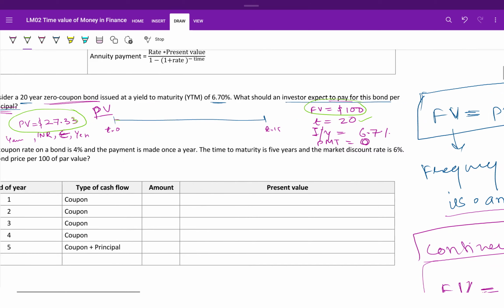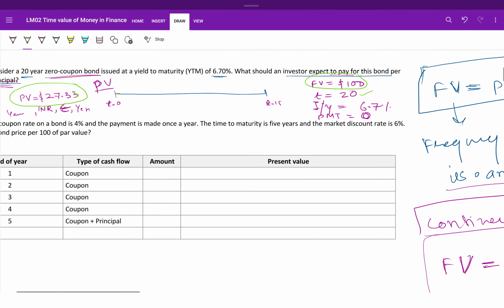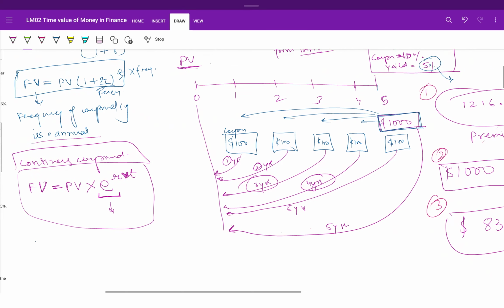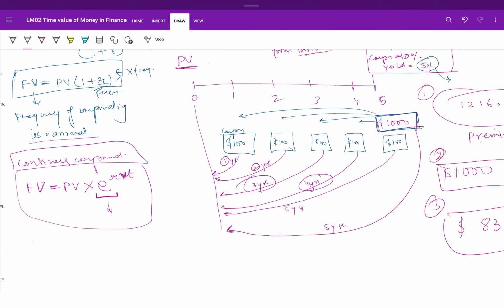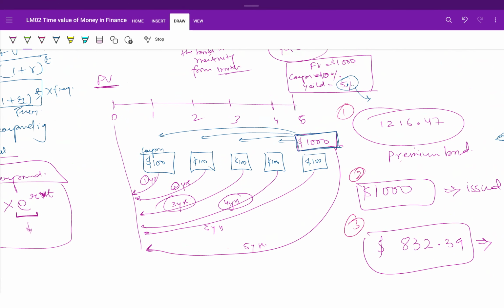The calculator computed all this. We can also do it in Excel. We can calculate this using an Excel function. Manually, it's going to be very time consuming. So this whole process, the calculator saved you this much time. So here the tenure is 5 years, but the tenure was 20 years in this question.